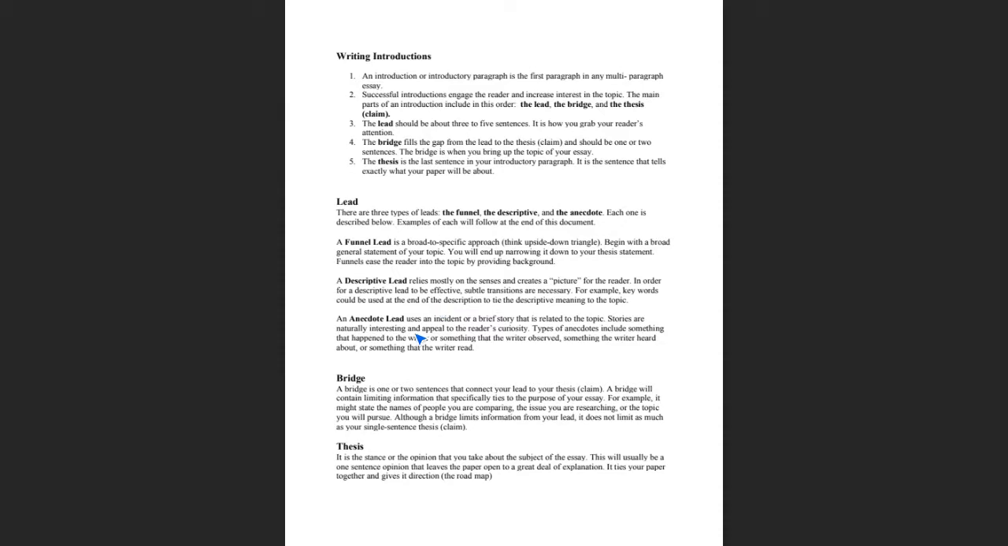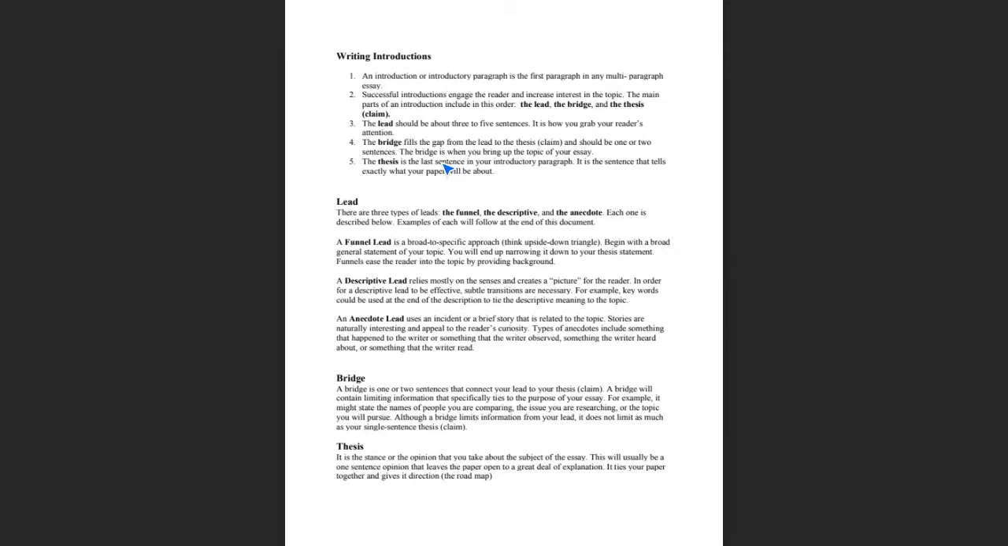And then an anecdote is when you tell a brief story that introduces your topic. So once again, let's say that you're writing a paper about identity, maybe you will tell a story where someone questioned your identity. And then you can use that as a way to introduce the larger paper and the topic that you're going to discuss in your essay.